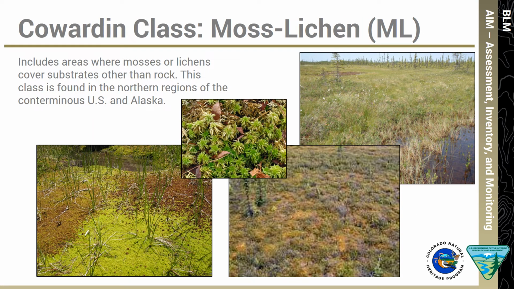Moss lichen class includes areas where mosses or lichen cover substrates other than rock. This class is found in the northern regions of the conterminous U.S. and in Alaska. For riparian and wetland AIM, this class will only be used in Alaska.